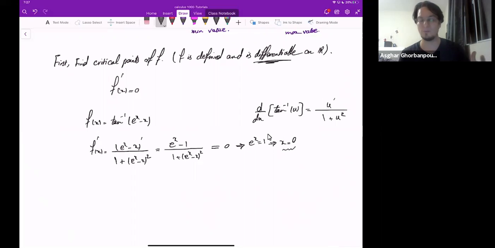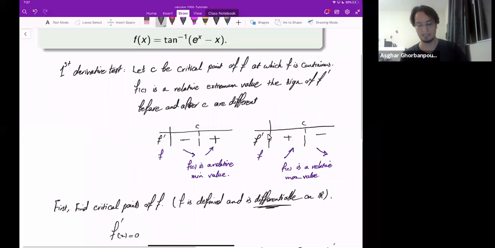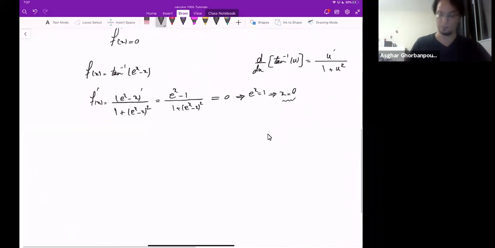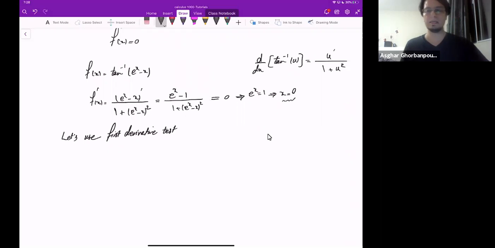But what says which one of these is a relative max or min? We just said the first derivative test is one way, the second derivative test is another one. So let's use the first derivative test. Meaning that, well, let's see how the derivative of the function before 0 and after 0 changes sign.